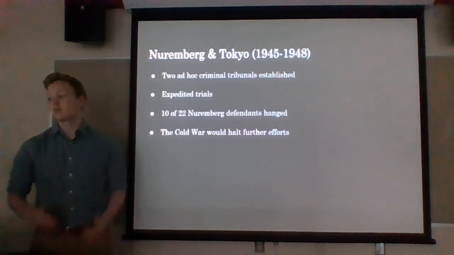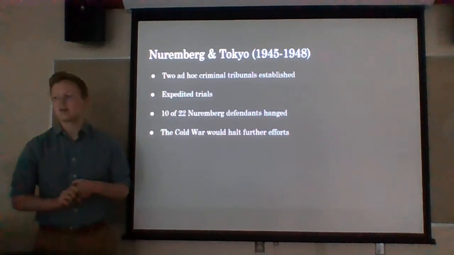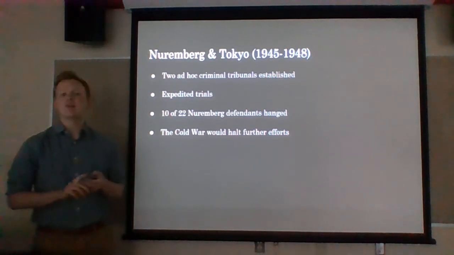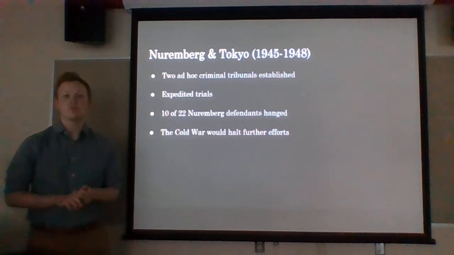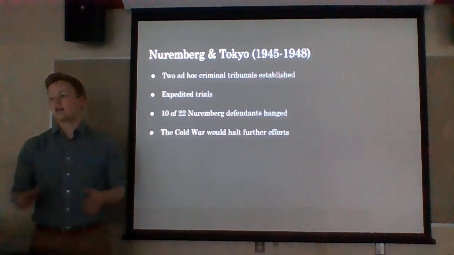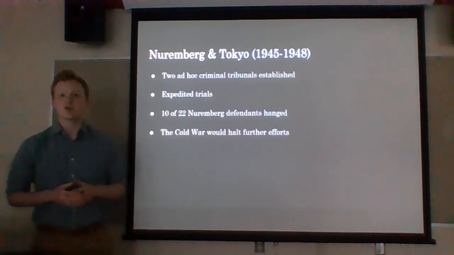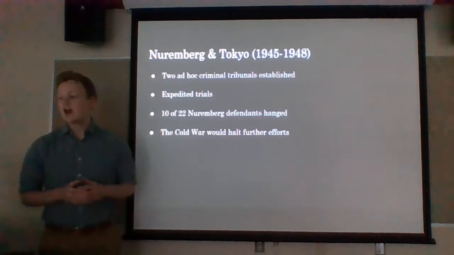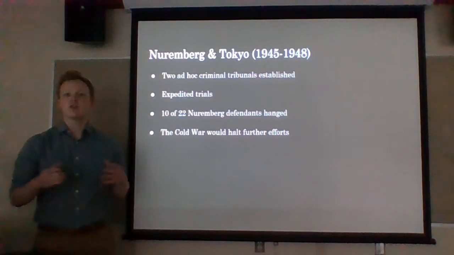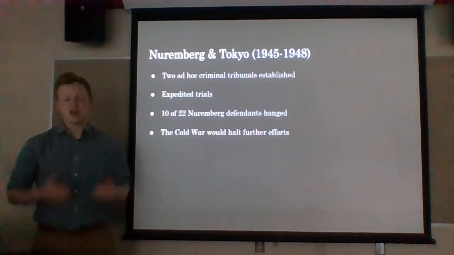Next, we find ourselves at Nuremberg and Tokyo. From 1945 to 1948, 2 ad hoc criminal tribunals were established. These had expedited trials. In fact, in Nuremberg, trials only lasted for 11 months. And at the end of these trials, 10 of 22 Nuremberg defendants were hanged. Now, there was still a desire after this to create a permanent international court. However, due to concerns over the Cold War, an effort towards creating this international court was shelved.